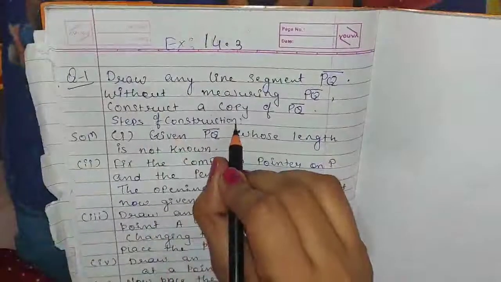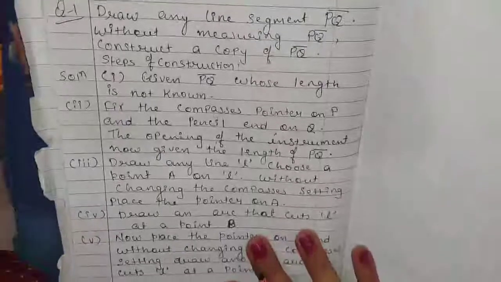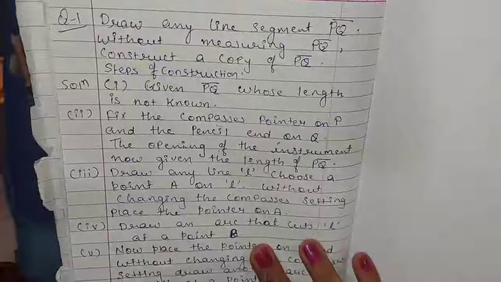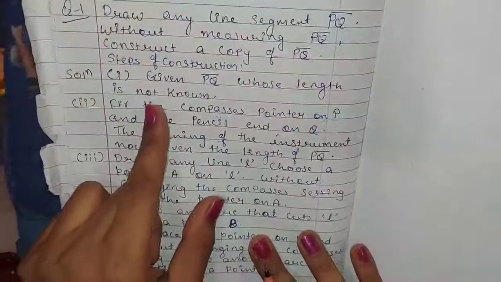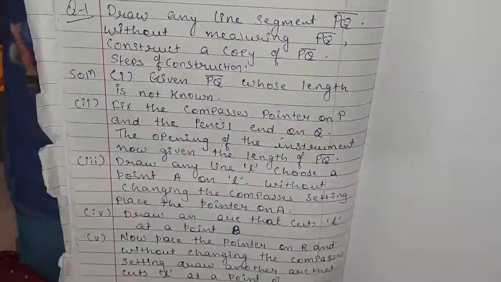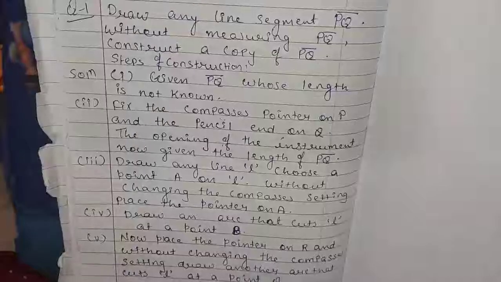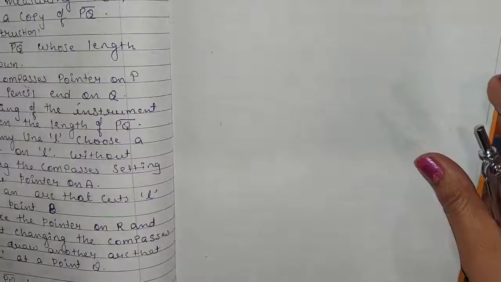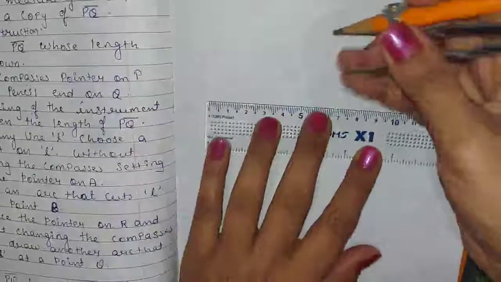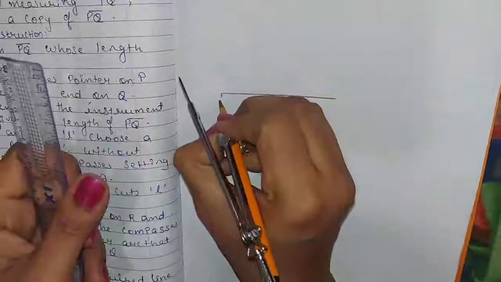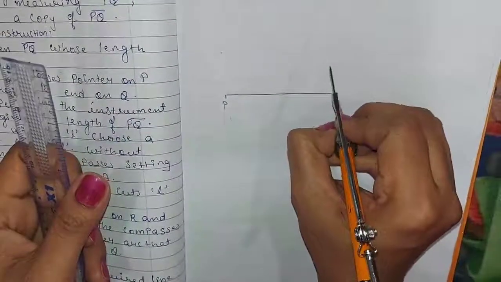Steps of construction. Given line segment PQ whose length is not known. So students, first of all we will draw one line segment PQ whose length we don't know. So let us draw line segment PQ of any length. So students, this is PQ line segment of any length.